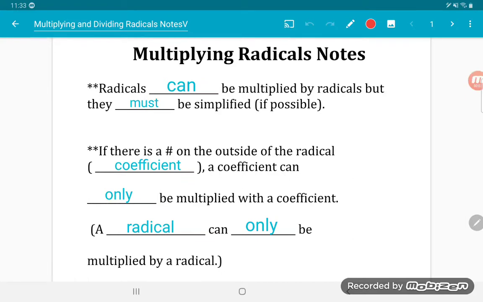In this video, we're going to multiply and divide radicals. At the top of your paper, there are a few notes we need to fill in. Radicals can be multiplied by radicals, but they must be simplified if possible. If there is a number on the outside of the radical, that number is called a coefficient. A coefficient can only be multiplied with the coefficient. A radical can only be multiplied by a radical.